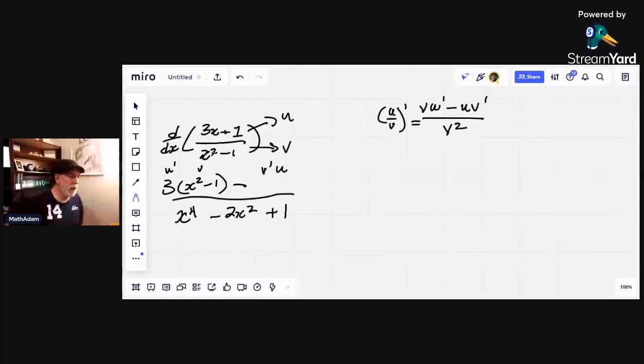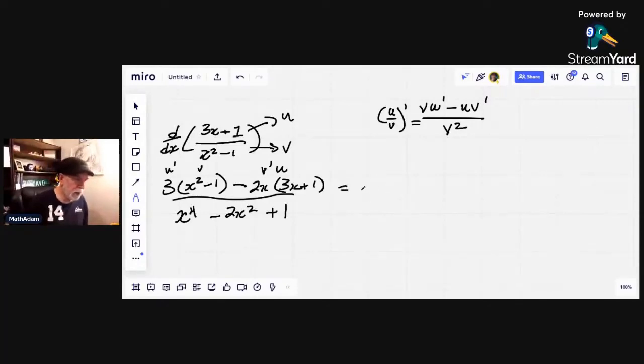v prime is, there's v, so that's 2x. And multiply that by u. And where's u? u is 3x plus 1. Calculus complete. Now let's do a little bit of algebra.